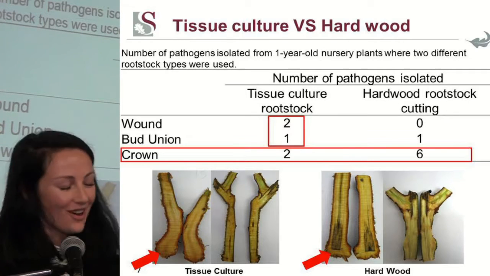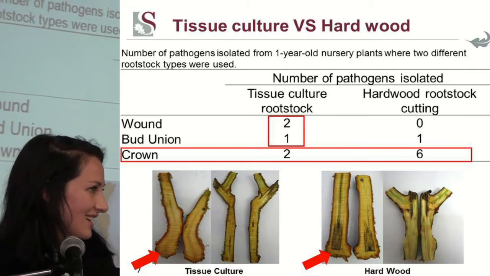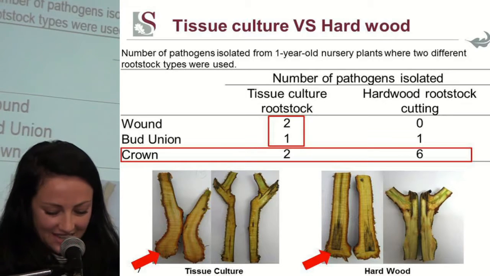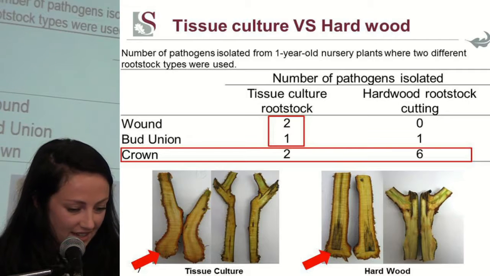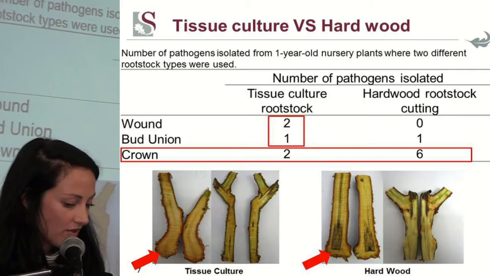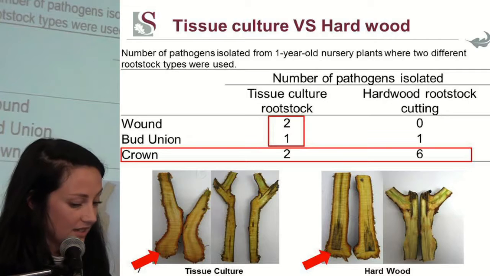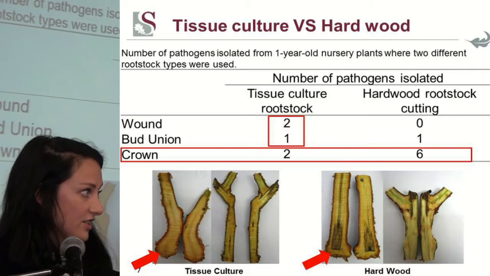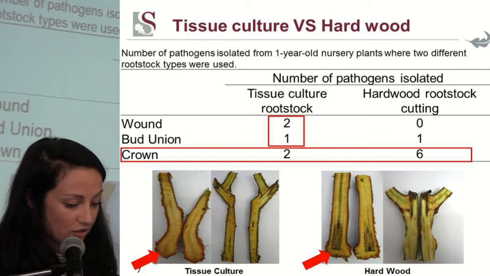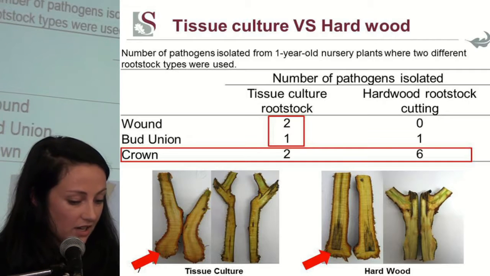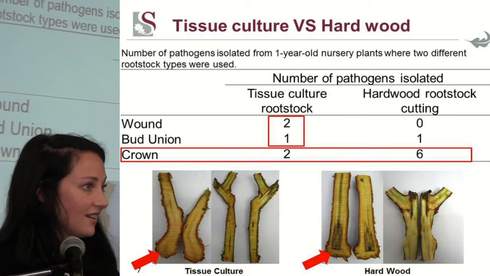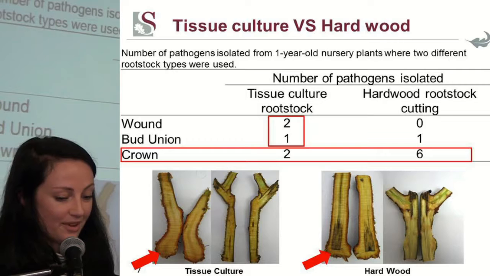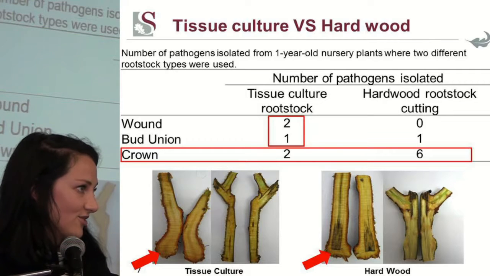Sanitation practices of the pruning shears and the oculation knives need to be looked at, and also protection of the wounds. Then if we look at the symptoms that were seen at the crowns of the tissue culture and the hardwood cuttings, no discoloration was seen at the tissue culture plants at the crown, and brown discoloration streaking upwards at the hardwood cuttings. So the choice of tissue of the rootstock plant can play a big role in the health status of the plant.